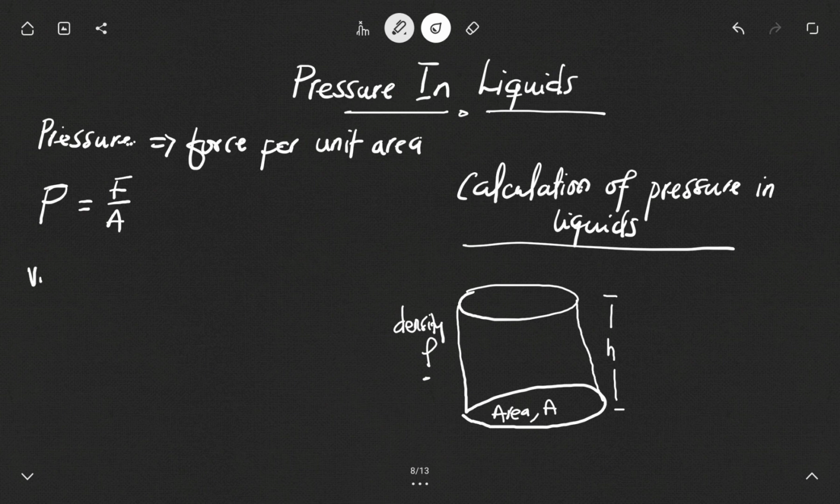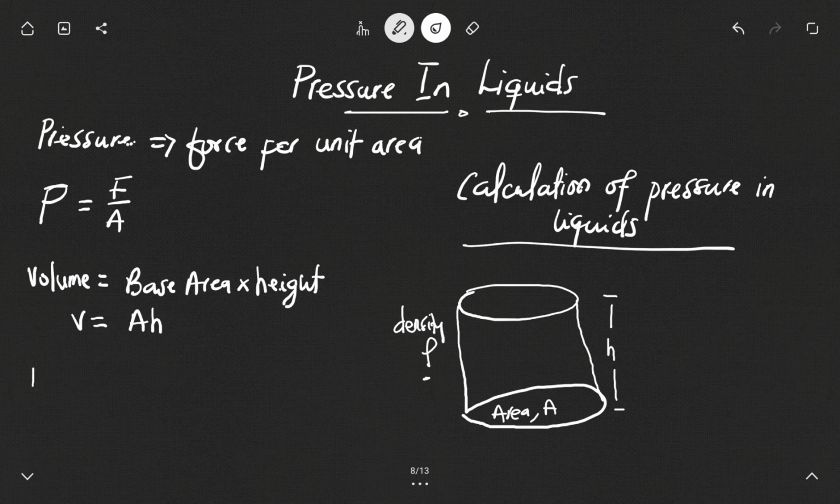Let's look at the volume of the liquid. To get the volume of the liquid, we need to multiply the base area by the height. So we use the area over here to multiply the height, and this will give us the volume, which means volume is equal to area multiplied by height. All right, now let's look at the mass of the liquid.